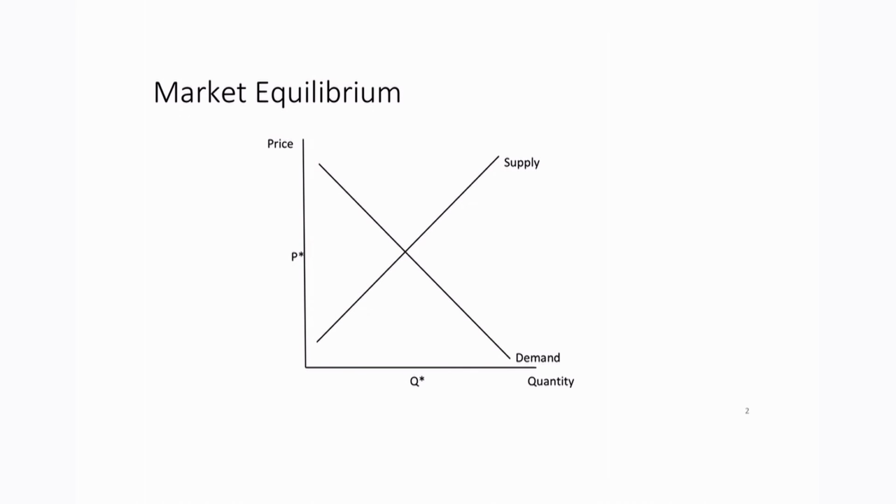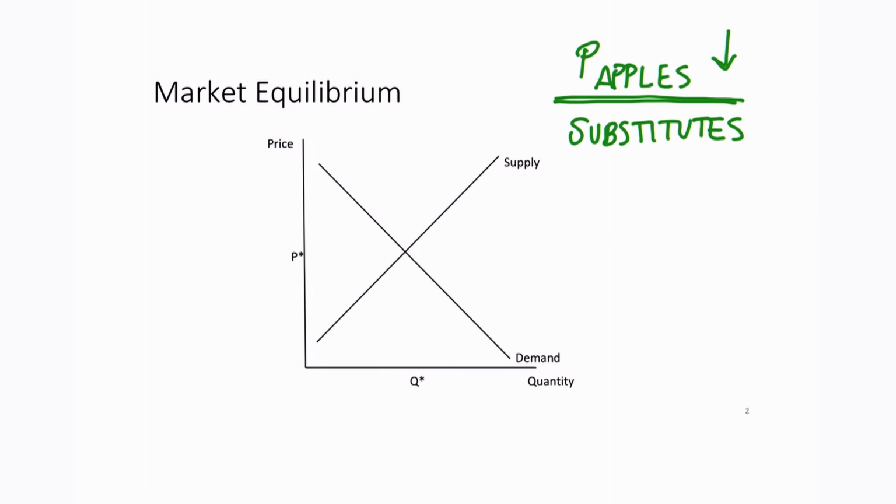Now, let's consider this second example. What happens if the price of apples falls? Remember, apples and oranges are considered substitutes. So a change in the price of a related good, such as apples, is going to affect the orange market. So if the price of apples falls, apples become cheaper relative to oranges, all else equal.